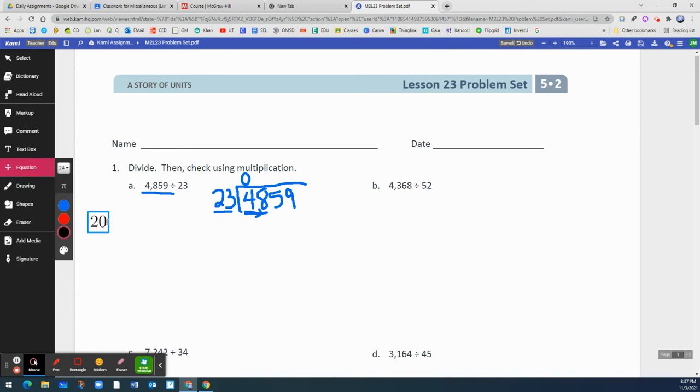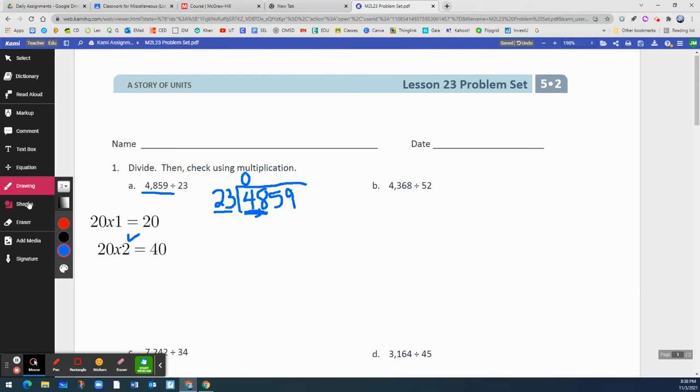Now we're going to use estimation to see if that's true. So if we say 20 times 1 equals 20, what if we say 20 times 2 equals 40? Notice that 40 is really close to 48, which is the number that we are looking at. So based on this, we know that the 23 can go into 48 two times.